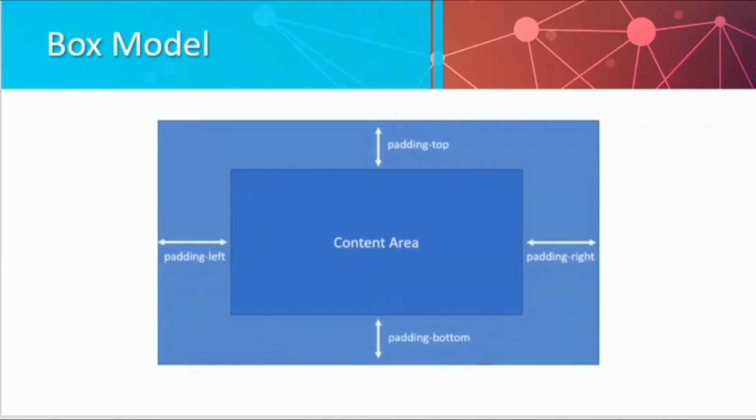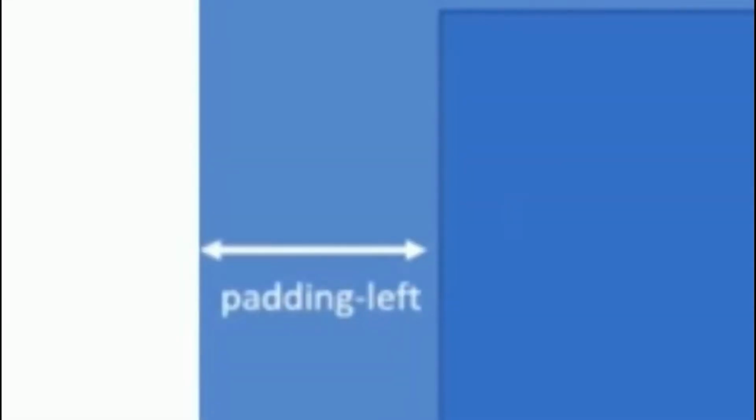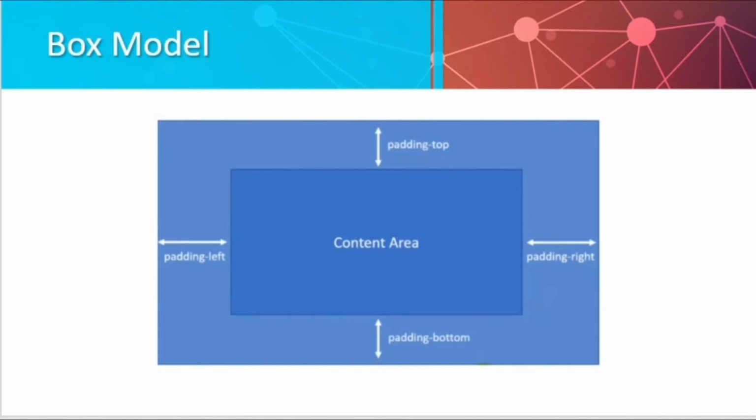The padding is the space between the content and the boundary of the box, and you can increase or decrease the padding size. We can have padding on each side of the box, and this inner space on the right is called padding right. Likewise, this inner space on the left is padding left. On the top and on the bottom they are padding top and padding bottom respectively.